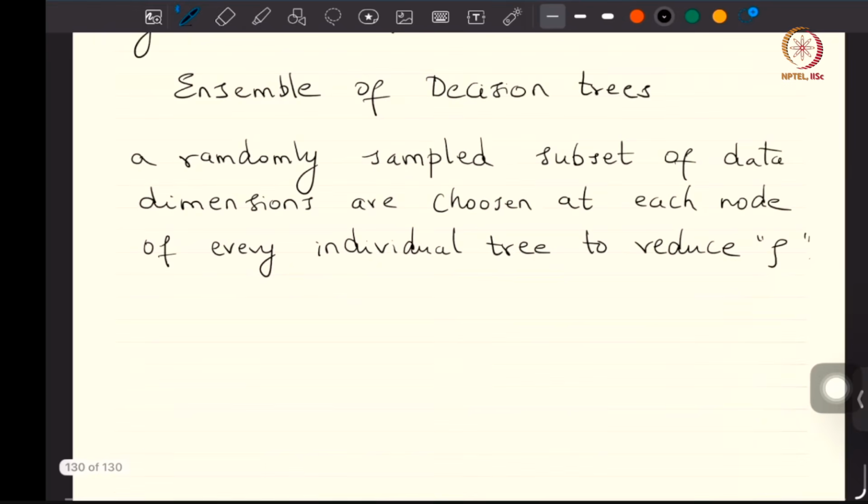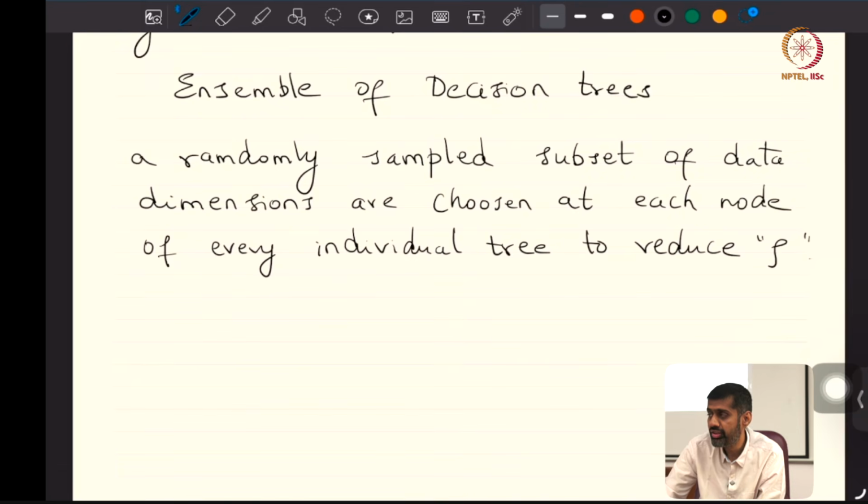Sir, are the dimensions chosen with or without replacement? Dimensions are chosen without replacement.